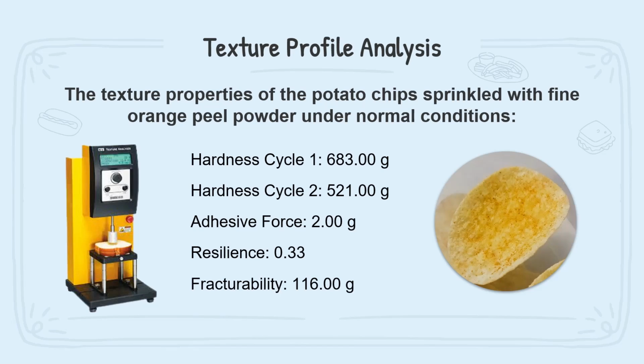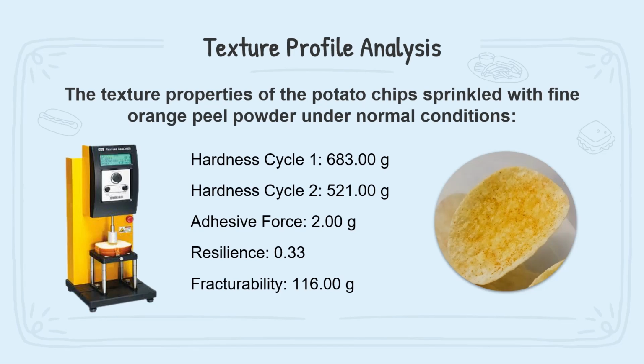This slide shows the texture properties of the potato chips sprinkled with fine orange peel powder under normal conditions. Hardness of the potato chip for the first cycle is 683 gram, which means that the amount of force required to deform the potato chips is 683 gram. The hardness of the second cycle is 521 gram, which is less than the first cycle, indicating that the potato chip did not fully recover from the deformation as external force is applied.